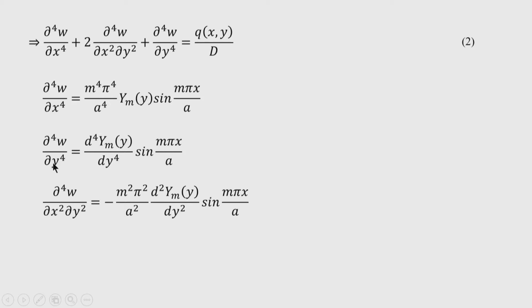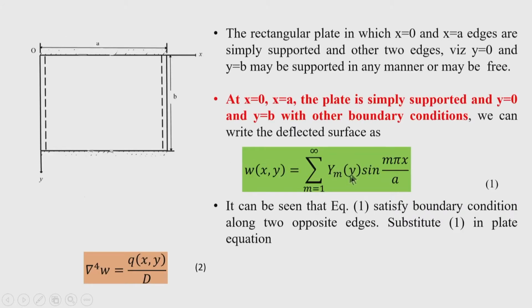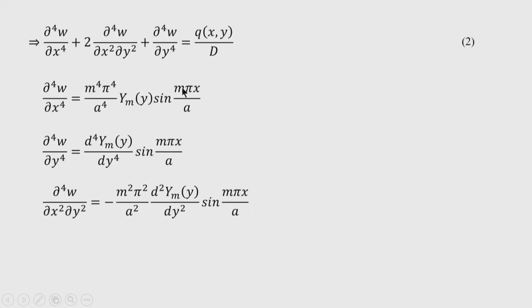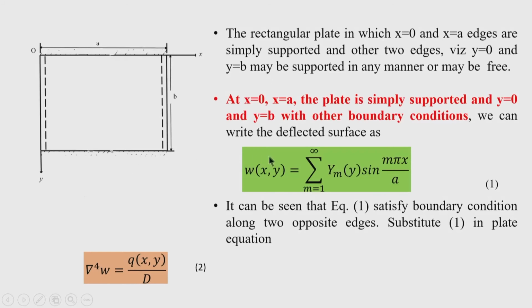Then del 4 w by del y to the power 4. Now, here we are taking the differentiation with respect to y. So, therefore, this quantity has to be differentiated 4 times, but this is treated as a constant. So, it remains as it is. So, sin m pi x by a remains as it is, but this function is differentiated 4 times with respect to y.